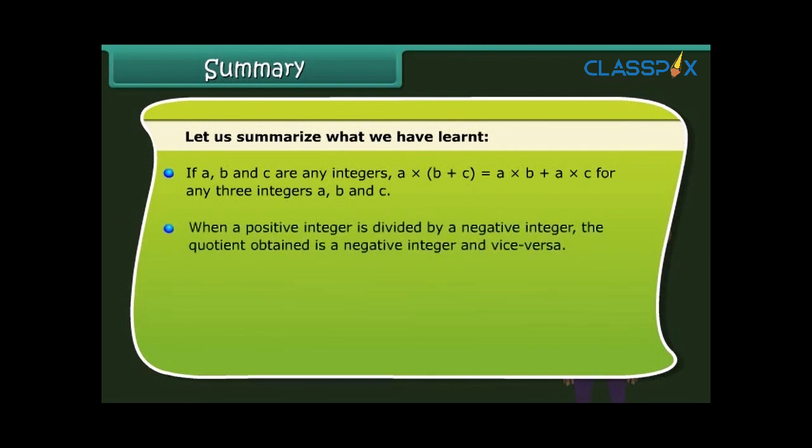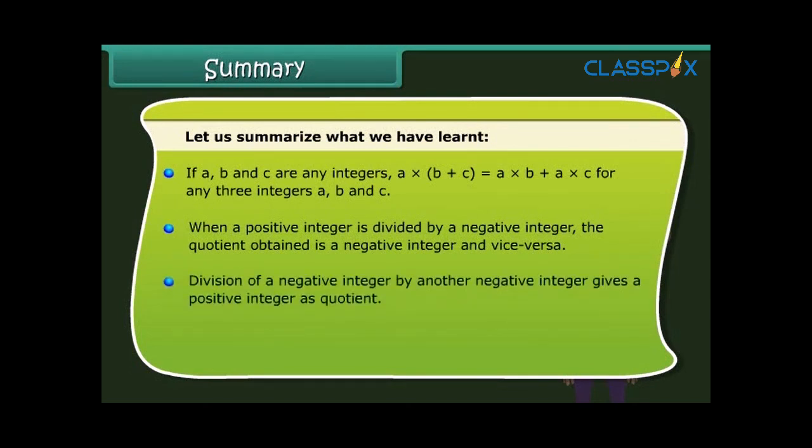When a positive integer is divided by a negative integer, the quotient obtained is a negative integer and vice versa. Division of a negative integer by another negative integer gives a positive integer as quotient. For any integer a, we have a divided by 0 is not defined and a divided by 1 is equal to a.